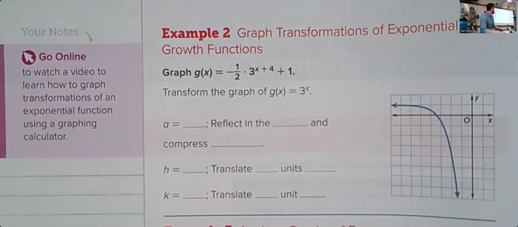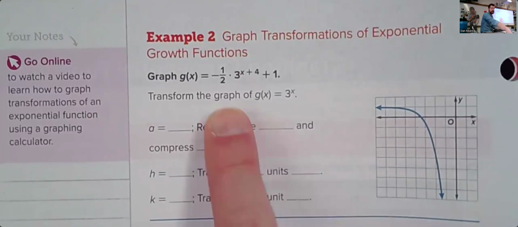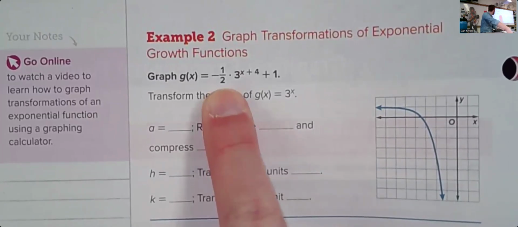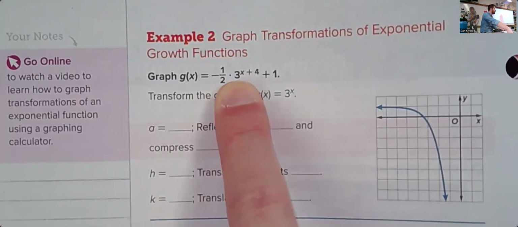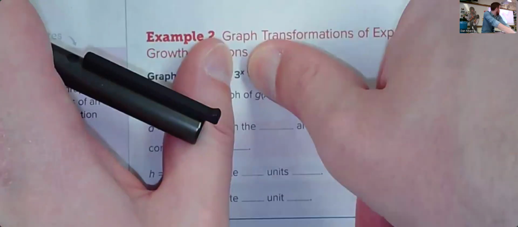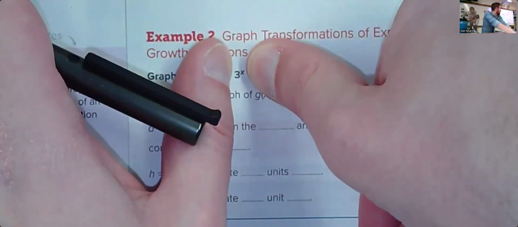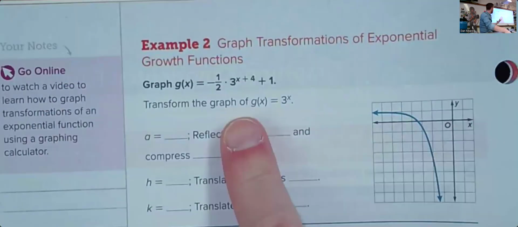Transformations and translations and reflections and all that kind of stuff. Those are kind of just the basic rules. So if we were to graph this, our basic function here is 3 to the x power. So the basic function here would be y equals 3 to the x power. Our base value is 3. Our exponent is x.